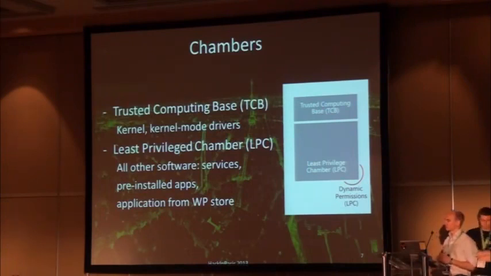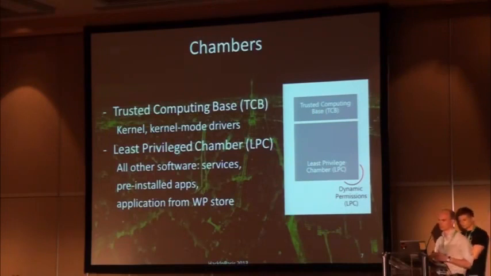The main difference between these two chambers is that Trusted Computing Base has a fixed permission set. Actually, it has the full permission set. It can do anything on the device. And Least Privilege Chamber has a dynamic permission set. This permission set is based on application capabilities. And when one is configured, the application cannot go outside of these boundaries. It cannot do or access anything that is not allowed. So every application has its own chamber based on capabilities.